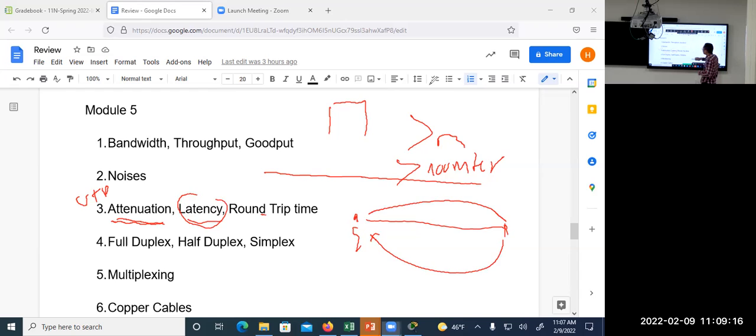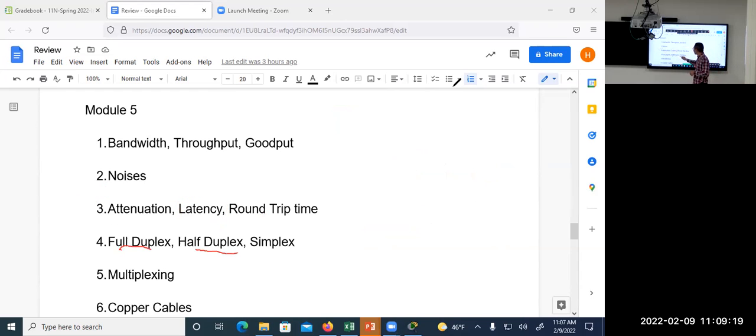Now we have the definitions for full duplex, half duplex, and simplex. What is a full duplex? Two-way. Yeah, two-way, right? You can transmit and receive at the same time. Transmit and receive, at the same time.